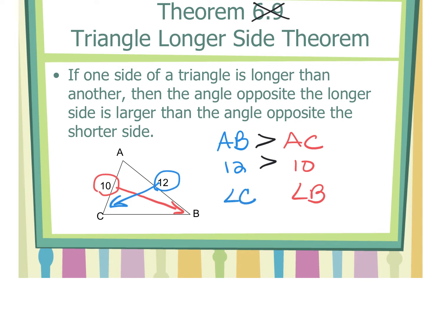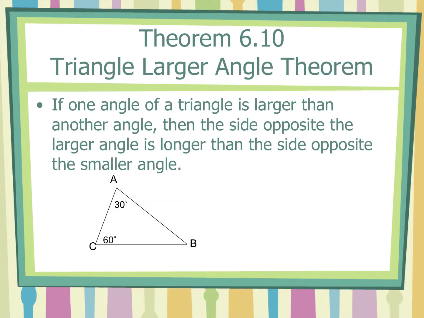And since 12 is larger than 10, that tells me angle C is the larger of the 2 angles. So the bigger angle is always across from the bigger side. That's what this theorem states. Next theorem, again, don't memorize the number. This one is called the triangle larger angle theorem.